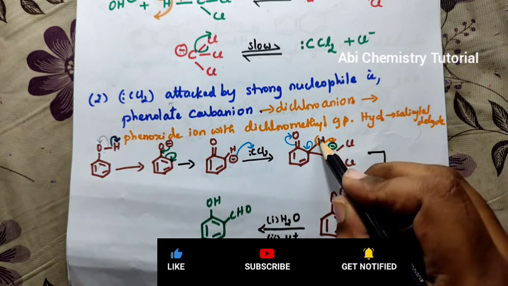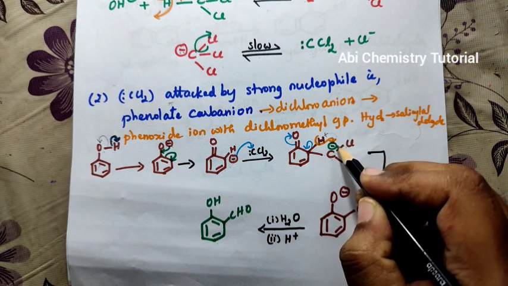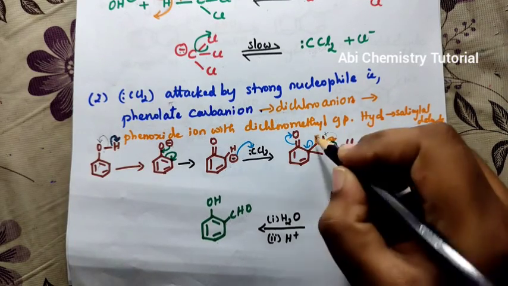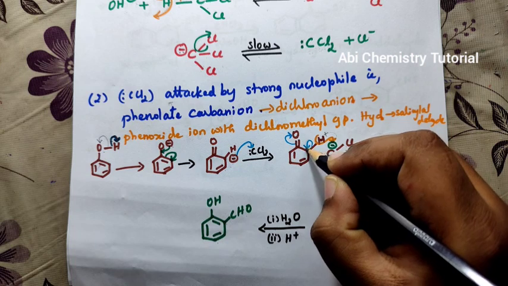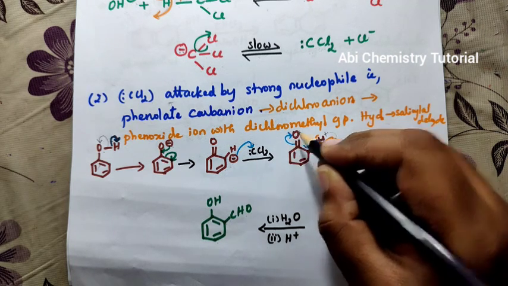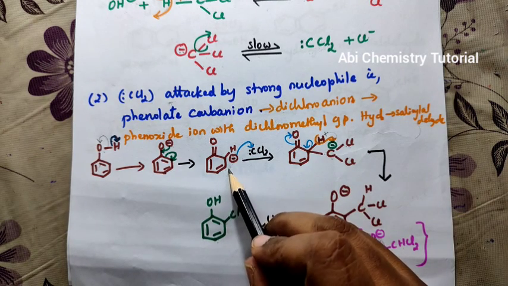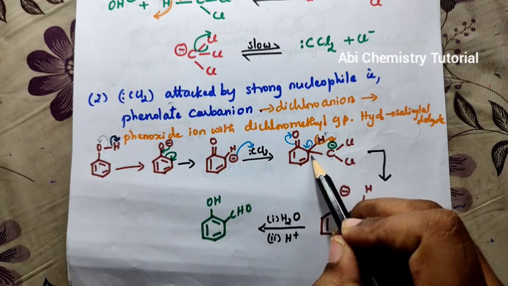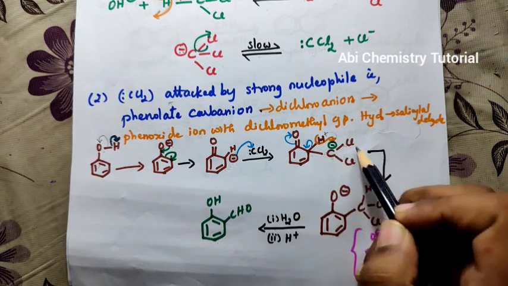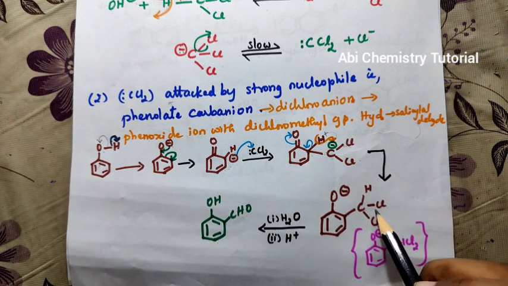Now here you can see this hydrogen is removed as H plus and this H plus bonds with this C minus to form CH. And this bond is shifted over here, and so this double bond is broken and one bond goes over this oxygen to form O minus. So this is the phenolate carbanion and this is the dichlorocarbanion. And from this we get a phenoxide ion with the dichloromethyl group.